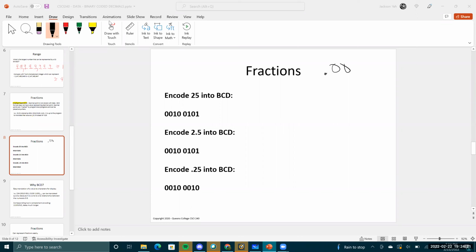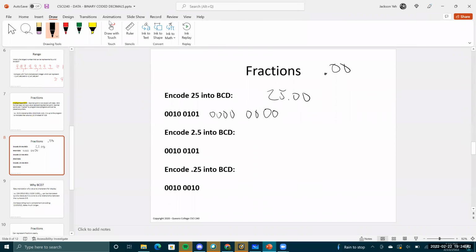Okay, so let's do this together. The first number, if I want to encode it with an implied fixed point, would be 0, 0, 0, 0, 0, right? Pad it with 2 zeros. So this would be 25.00.